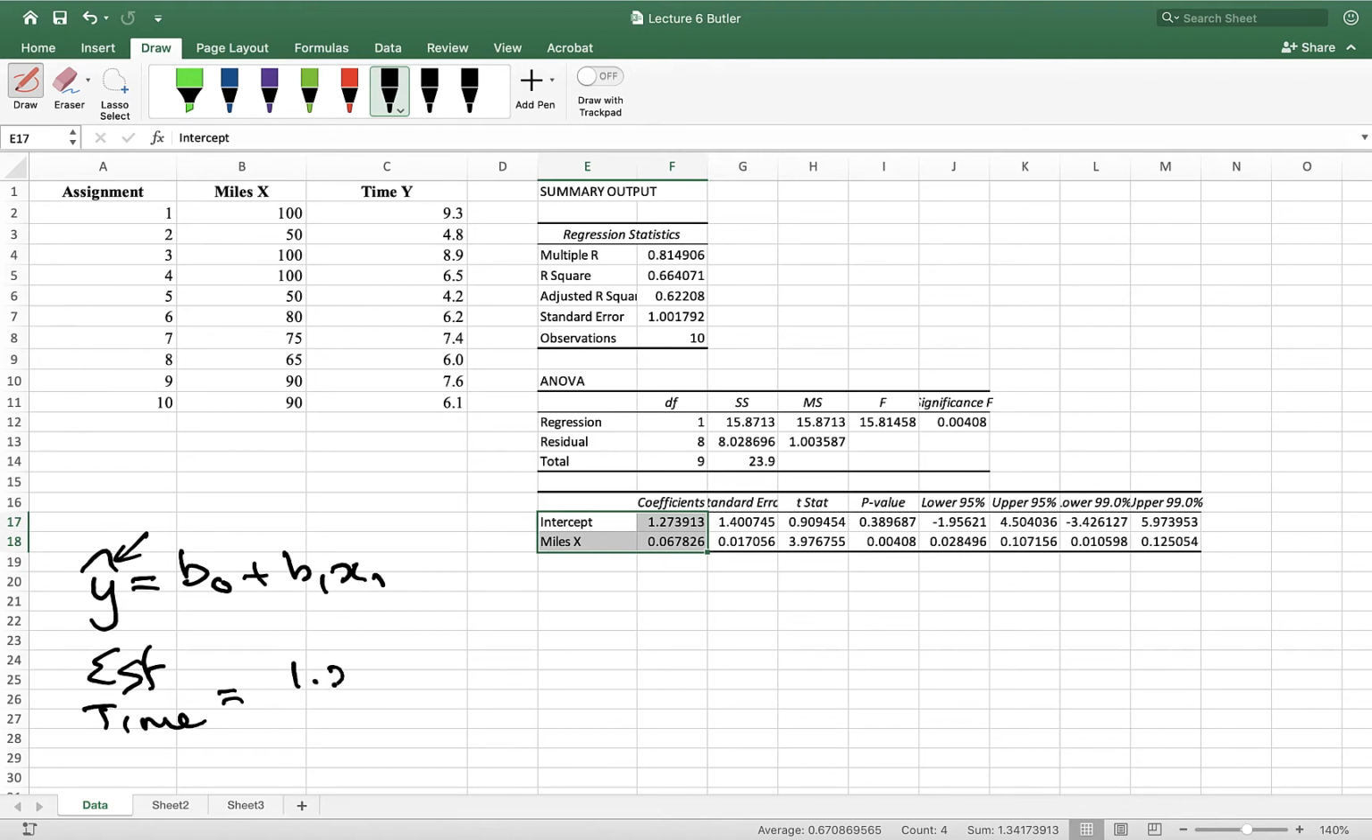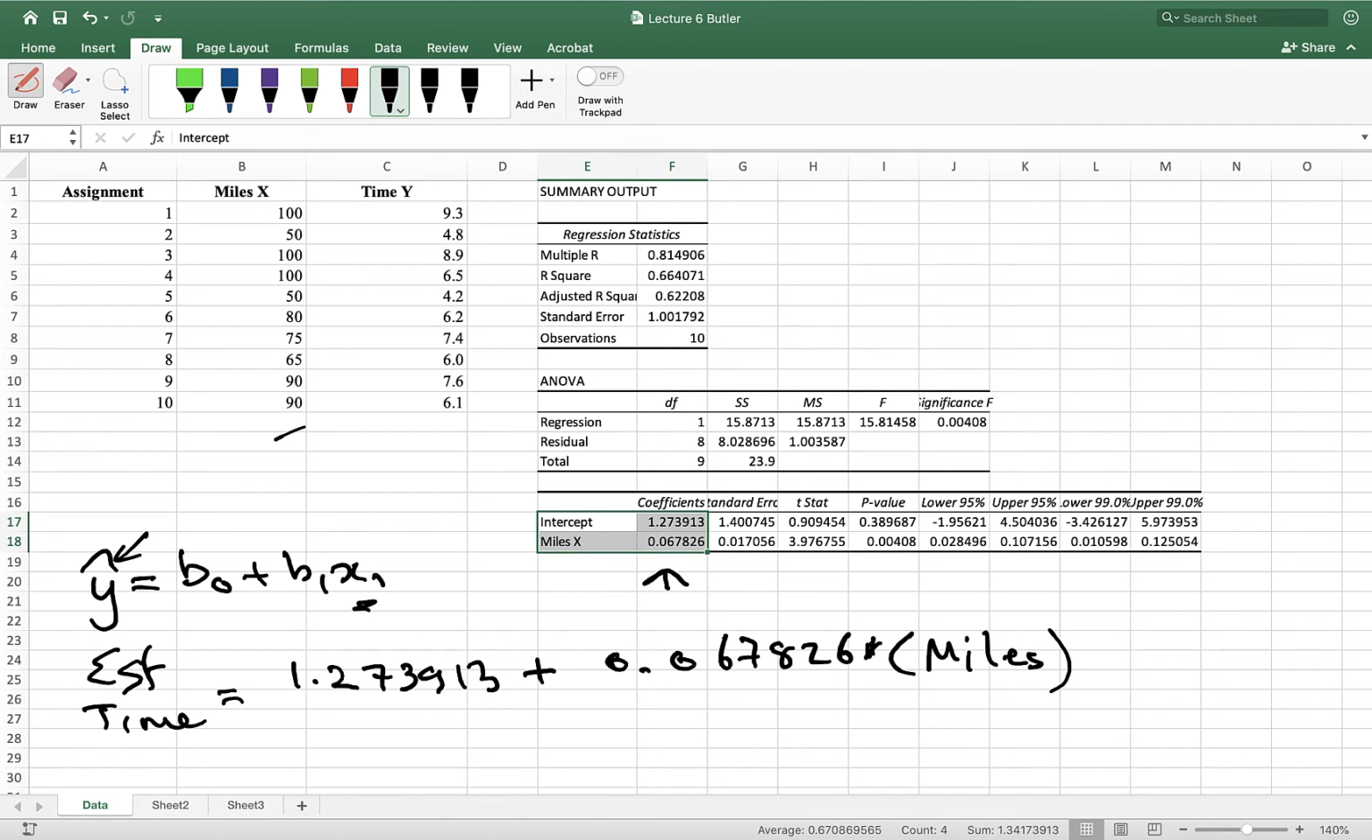And b0 is 1.273913 plus the slope, which is 0.67826. I'm just getting these from up here. And we're going to multiply that by x. And what was x for us? X was the miles. So we're going to multiply that by the number of miles. So this is our regression model that we can use for estimation purposes.